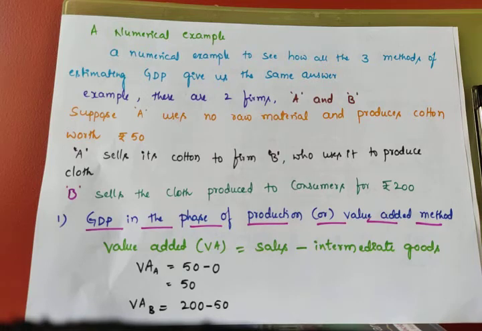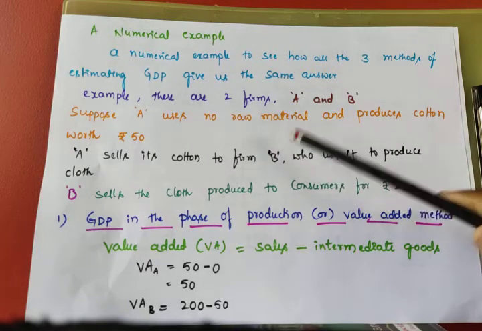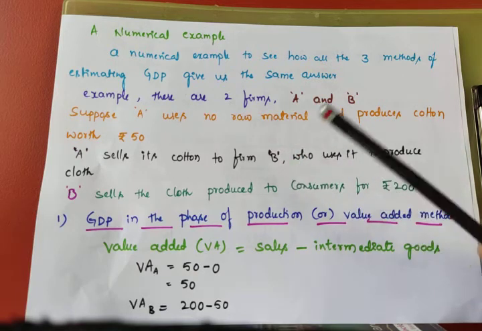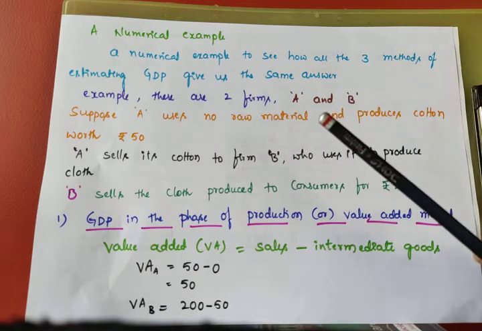After production, firm A sells its cotton to firm B, because firm B only produces cloth, right?